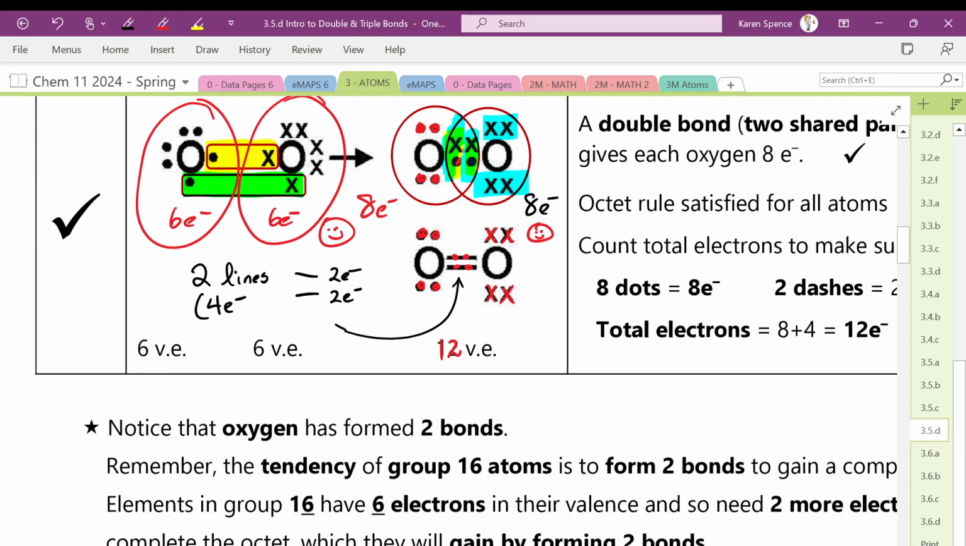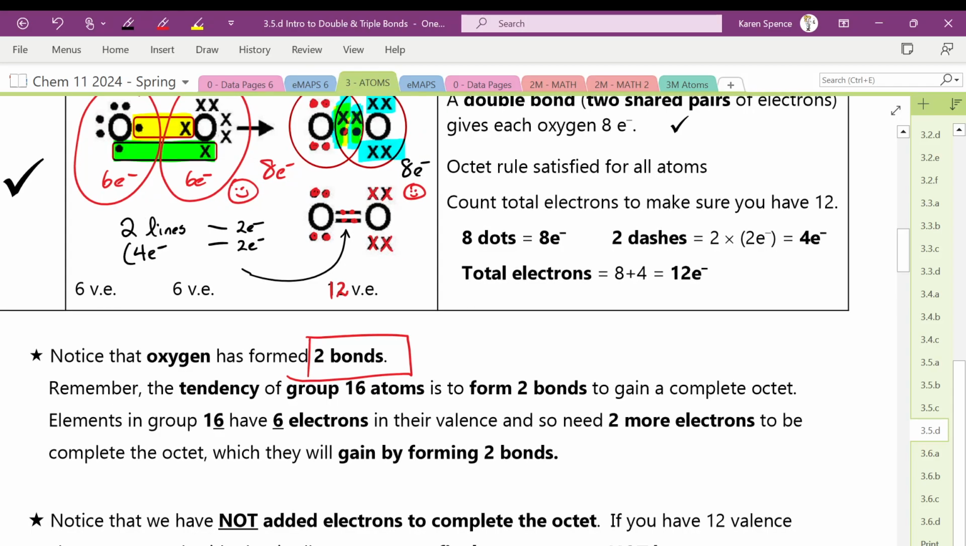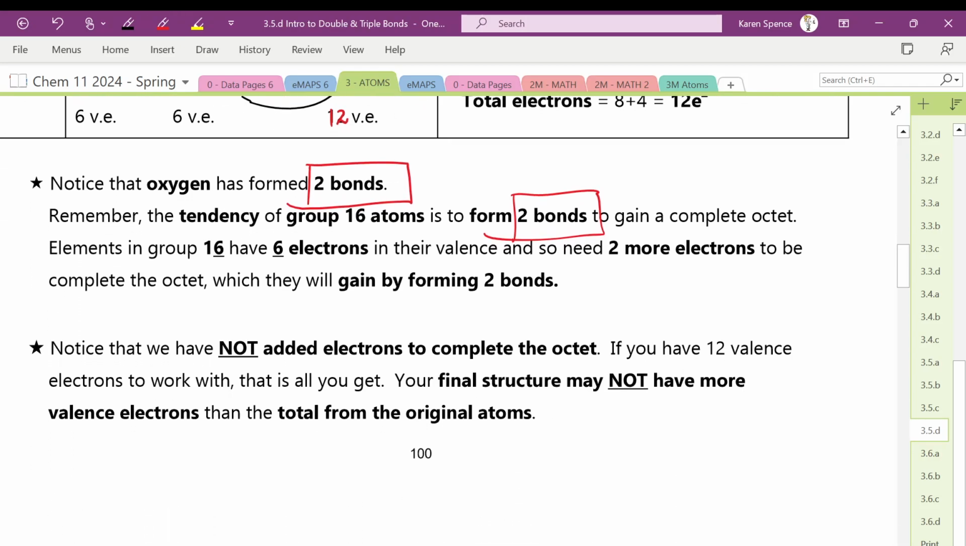So oxygen has formed 2 bonds. Remember, oxygen group has a tendency to form 2 bonds, so this is actually really good, right? We're like, hey, it's got 2 bonds. That's great. That's what we would expect. And just down here, it says what I was just talking about. We do not add electrons, right? We don't just say, oh, 12 doesn't work. Why don't I have 14? Because you don't have 14. 2 oxygens will not give you 14 electrons. Each one only has 6. You can only get 12 electrons out of 2 oxygens.